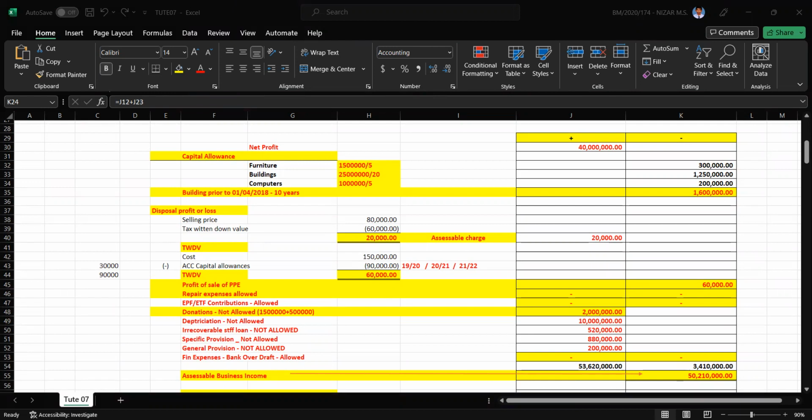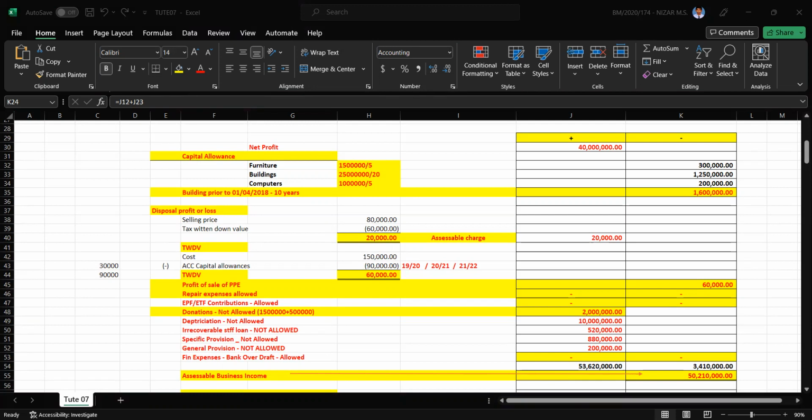If it is an intangible asset and the actual useful life is given, that many years we can take in order to claim the capital allowance. If not, it is an indefinite useful life intangible asset, so after 20 years we can claim the capital allowance, right? So if it is prior to 1st April 2018, we want to consider the building for 10 years, right?